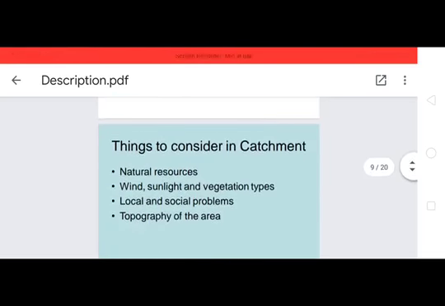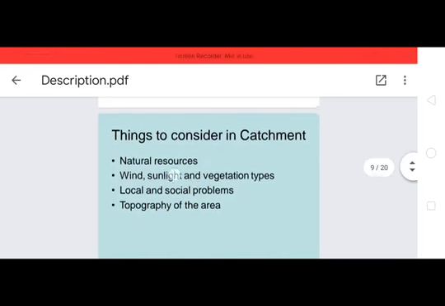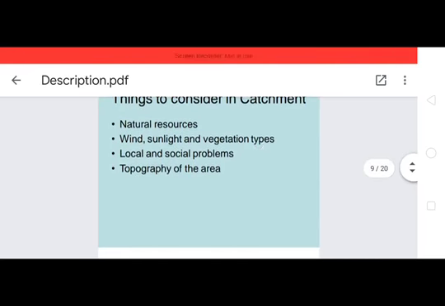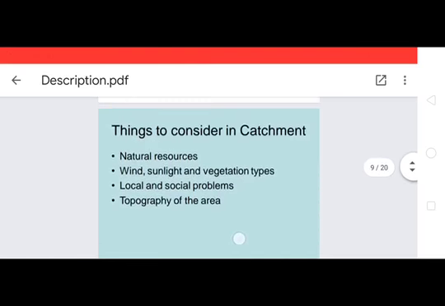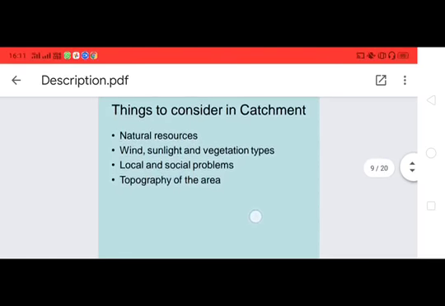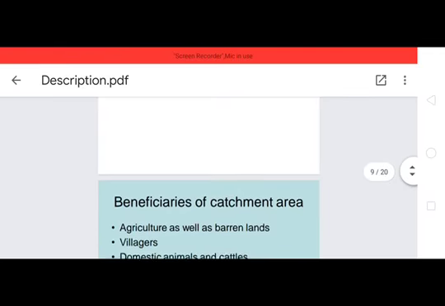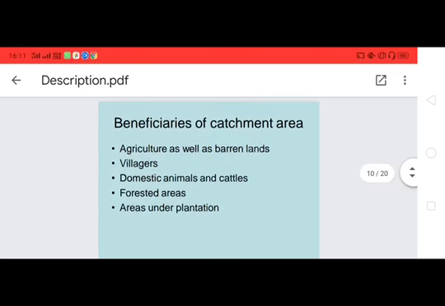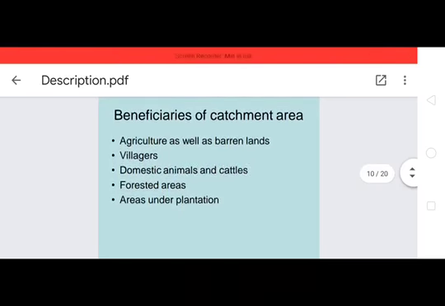Okay, things we consider about catchment: natural resources, wind, sunlight and vegetation type, local and social problems, and topography of the area. Those factors should be considered to develop a catchment area. The beneficiaries who get benefits from a catchment area are agriculture as well as barren land, villagers, domestic animals and cattle, forested areas, and areas under plantation.